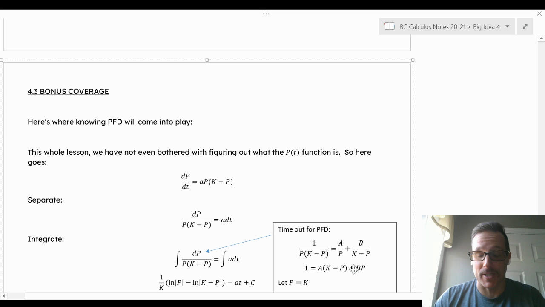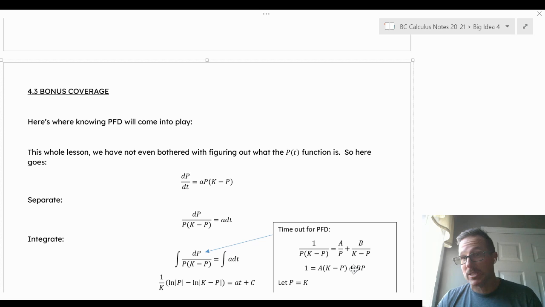Bonus coverage. Hopefully you have watched the video about solving a differential equation. I'm actually going to solve the logistic differential equation for the function P. That function P we don't really need to answer a lot of logistic growth curve function problems, but I'm going to work through how to get that function just in case you're curious.